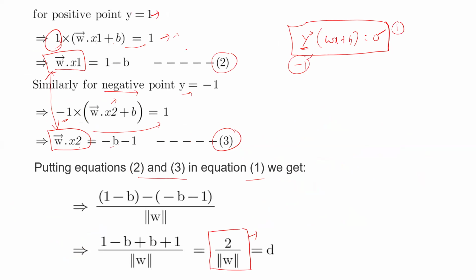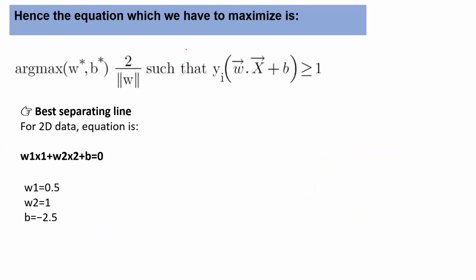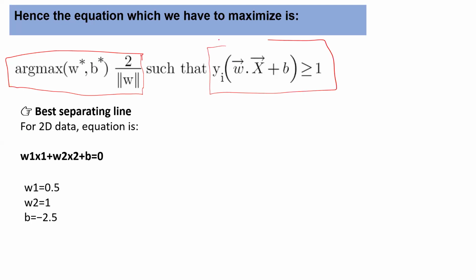So now we achieve the maximum distance between the margins. By making this simple equation, argmax of w star, b star into 2 by mod w, we will achieve this distance, right?